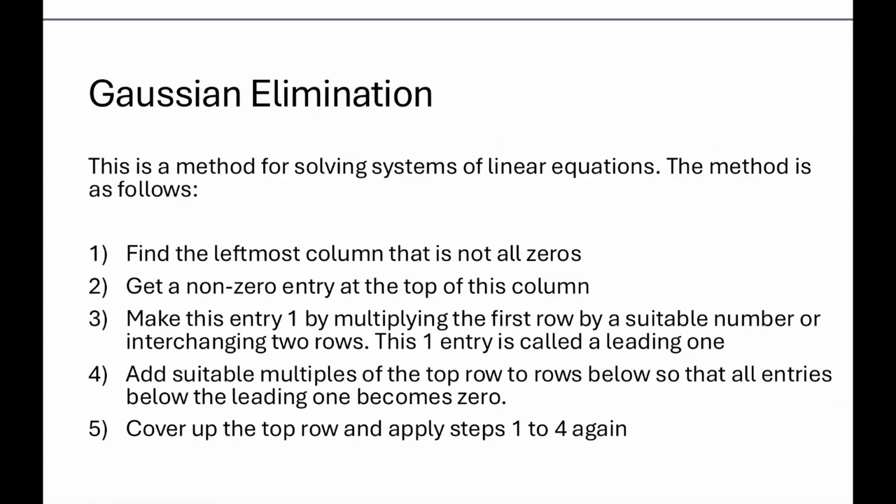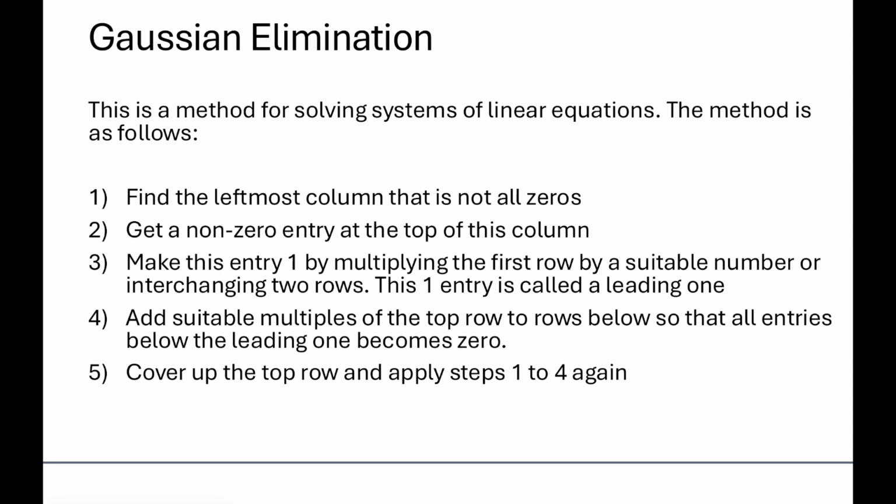Today we're going to be looking at Gaussian elimination and matrix inversion. This is a method for solving systems of linear equations. For example, if we had 2x plus 3y is equal to 5 and 5x plus 2y is equal to 7, we could solve this system of linear equations using Gaussian elimination. The method is as follows.